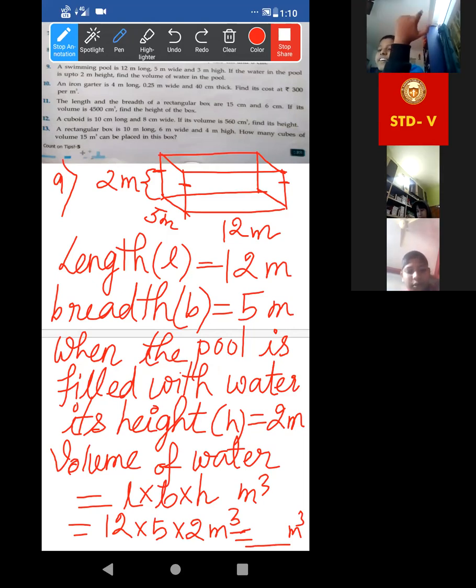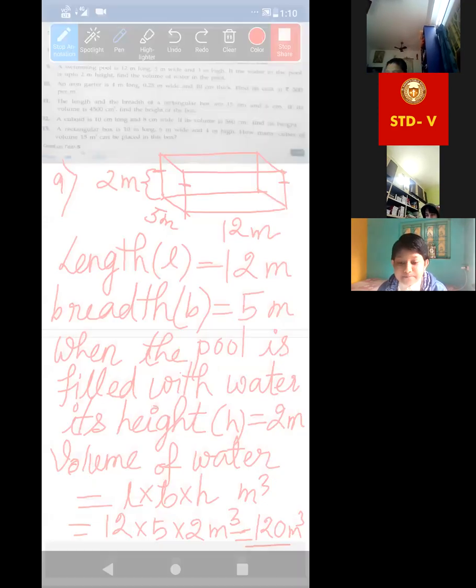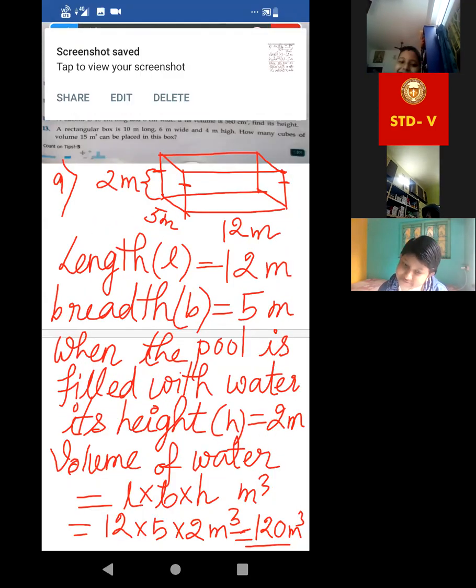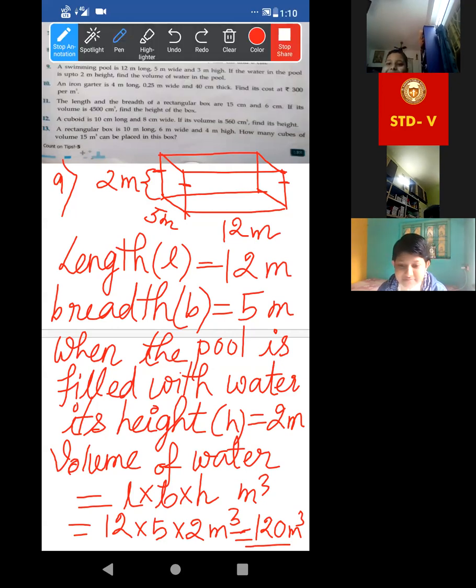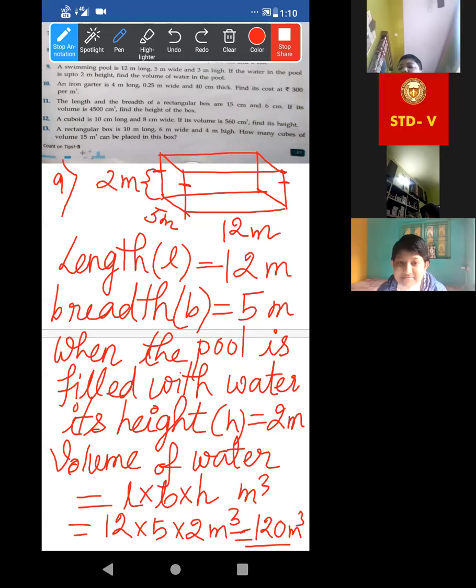120. Who will say the unit? Absolutely correct. This is correct, right, Amit Ji? Okay, not correct. But why? Unit is not given. He didn't take the unit. Okay, done. Now look at this.